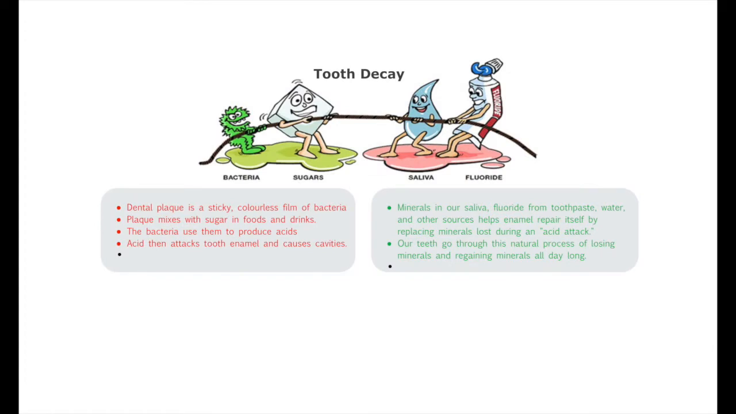The tooth decay process is like a constant game of tug-of-war. When we eat sugar, bacteria in the plaque produce the acid. This acid demineralizes the surfaces of our teeth. This is known as an acid attack. The minerals in our saliva, the fluoride in toothpaste, help to keep our teeth strong by remineralizing any damage that occurs, and help the enamel to repair itself by replacing what was lost during the acid attack. Our teeth go through this process constantly. It is a natural process of mineral loss and mineral replacement.